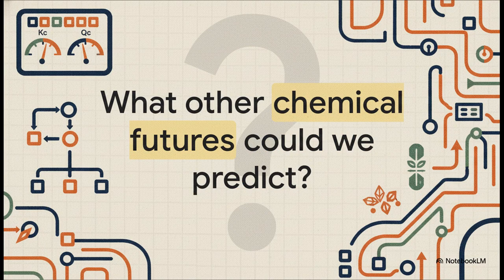So when you really stop and think about it, with just two little numbers, Kc and Qc, we've built an entire dashboard to understand and predict how these complex chemical systems behave. It's an incredibly powerful idea. And it really leaves you with a final thought. With a map this powerful, what other chemical futures could we possibly predict?